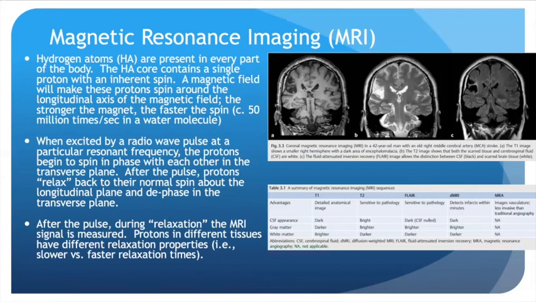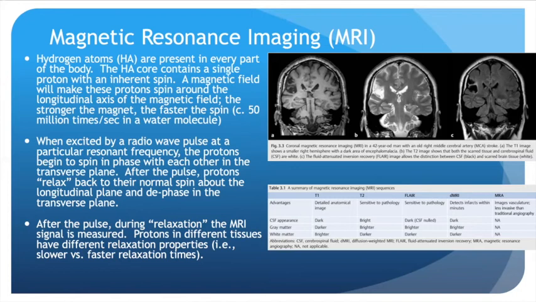The patient is placed in a tube-like machine housing a strong magnet that is used to align the majority of the water protons along the same longitudinal axis. When excited by a radio wave pulse at a particular resonant frequency, these internal protons begin to spin in phase with each other in the transverse plane. After this pulse, protons relax back to their normal spin about the longitudinal plane and dephase in the transverse plane.